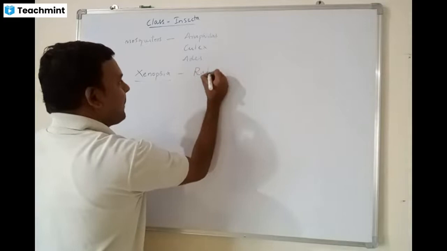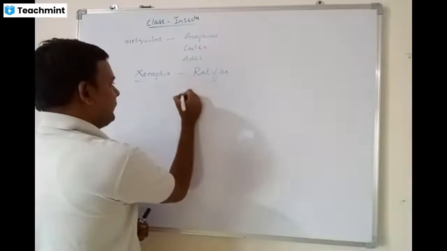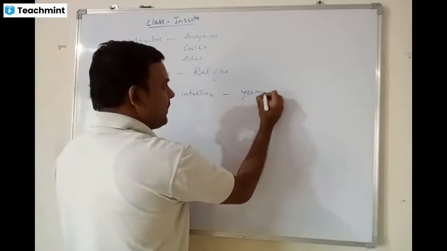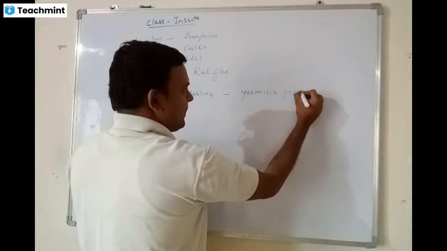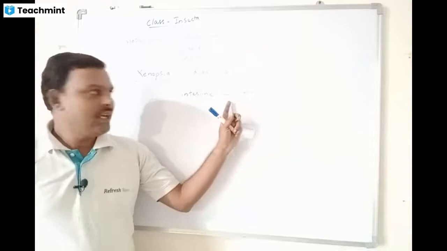So we know that Xenopsylla is an arthropod. In Xenopsylla's intestine, there is a bacteria which causes the plague, known as Yersinia pestis. Okay. So in Xenopsylla's stomach, there is a bacteria which is called Yersinia. So can we call this Yersinia pestis an endoparasite of Xenopsylla?